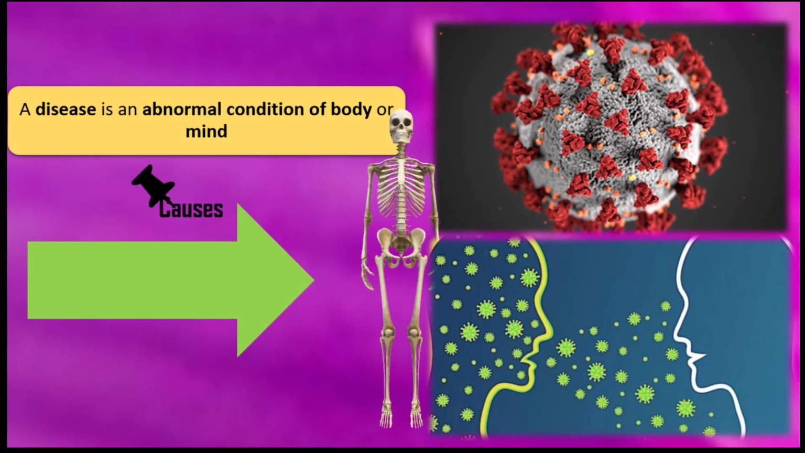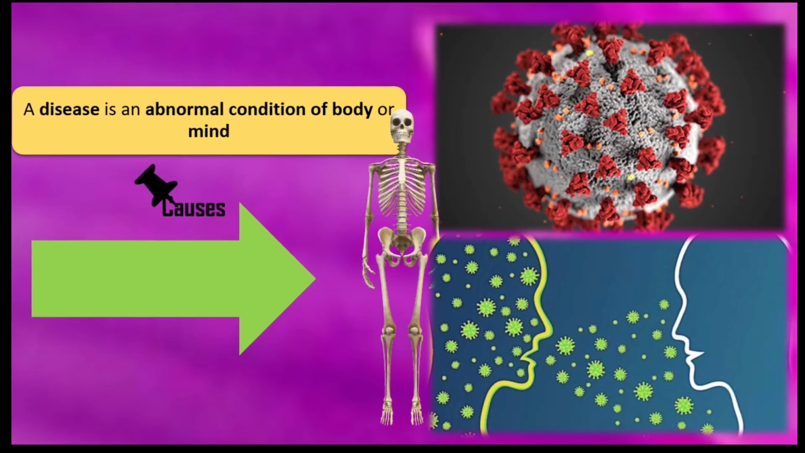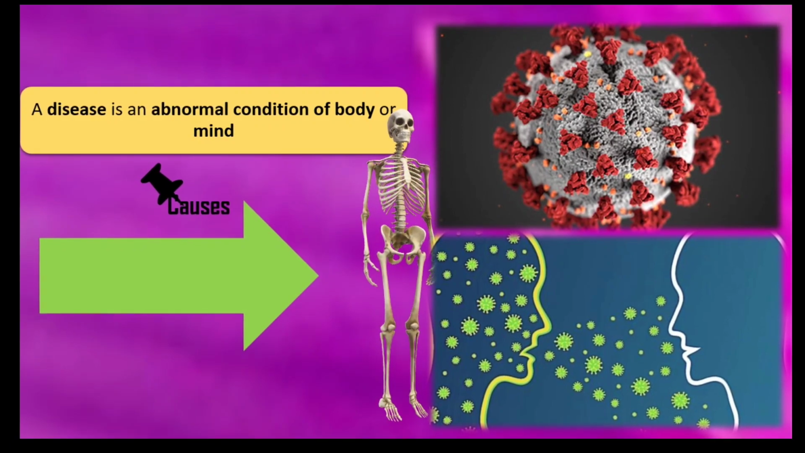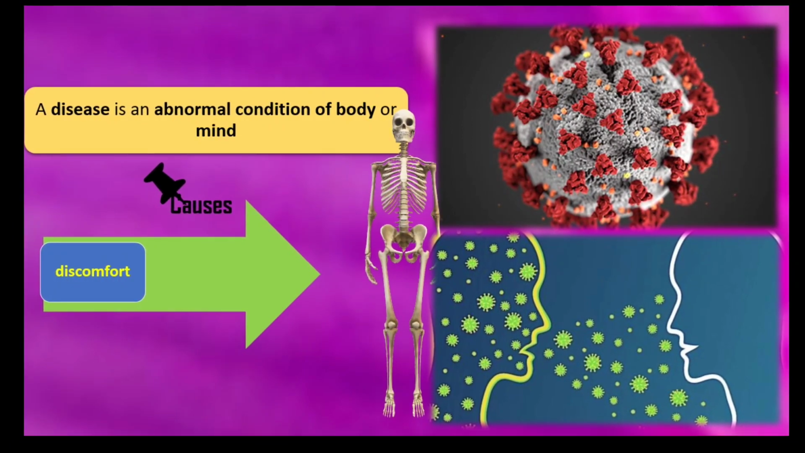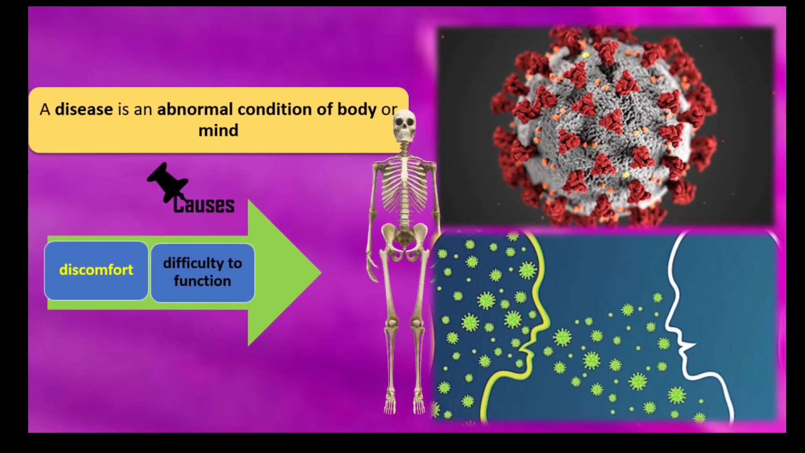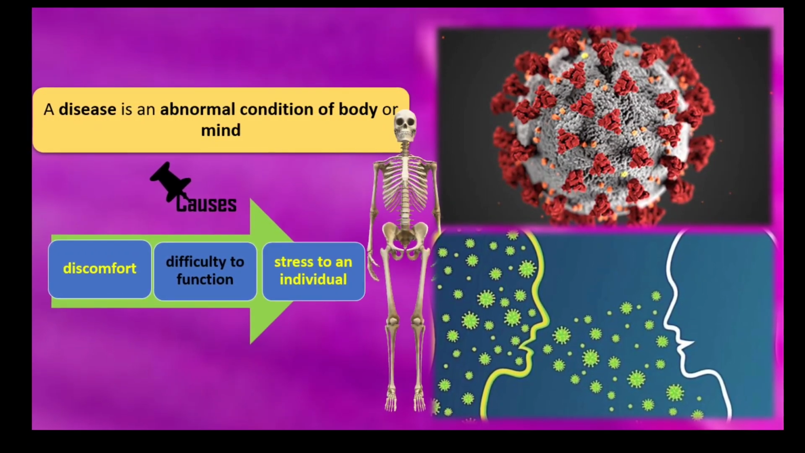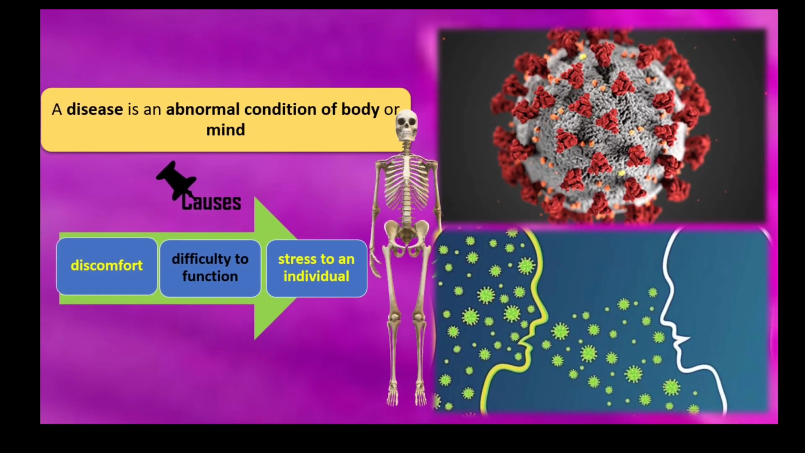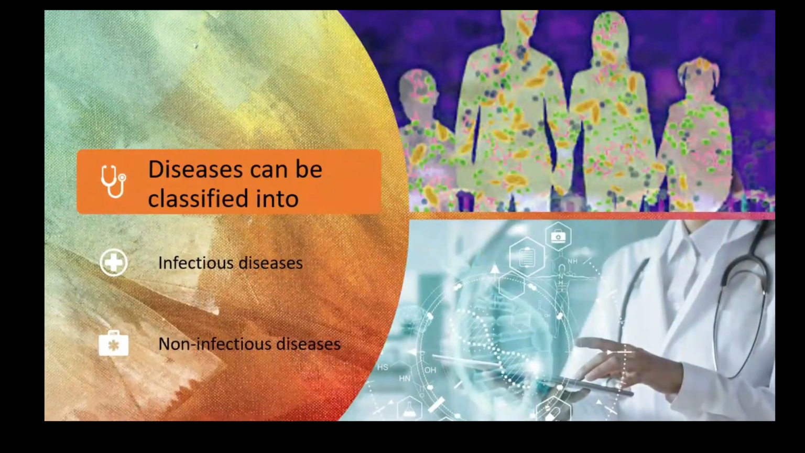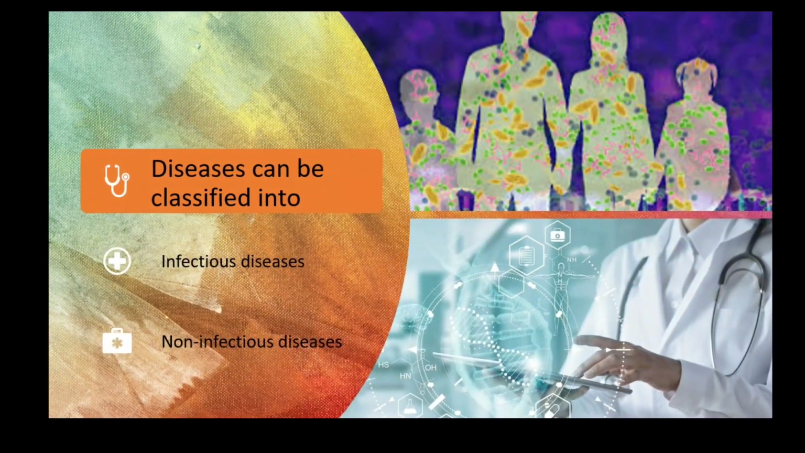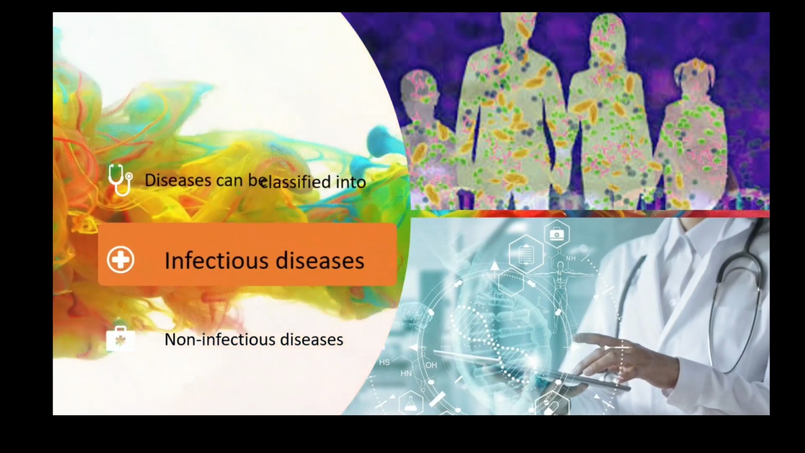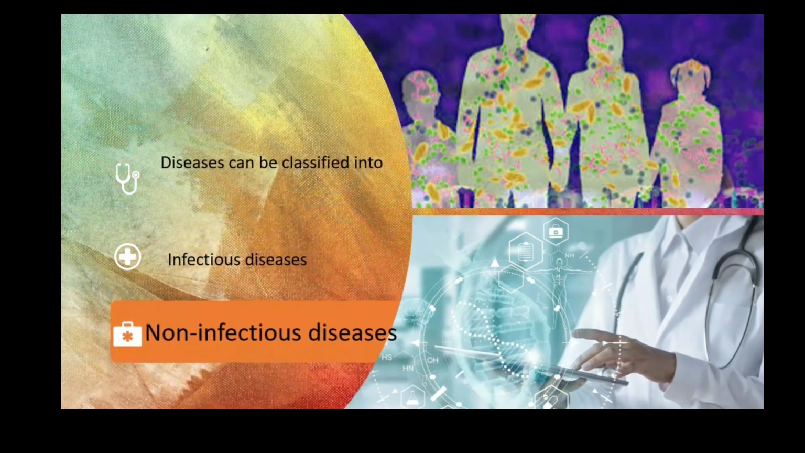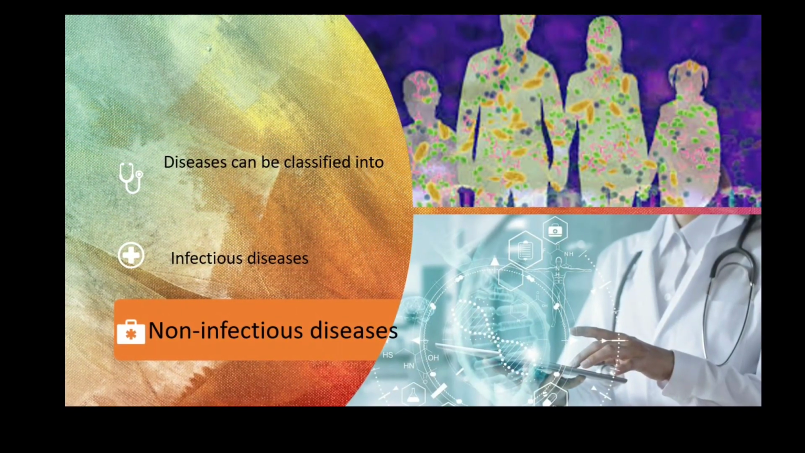A disease is an abnormal, ketidaknormalan, condition of body or mind that will cause discomfort, and then it will cause difficulty to function or stress to an individual. So ini adalah kita boleh katakan sebagai satu penyakit. Without further delay, let me discuss the diseases that can be classified into the first one, infectious diseases, and second one, non-infectious. So what are the differences between these two types of diseases?